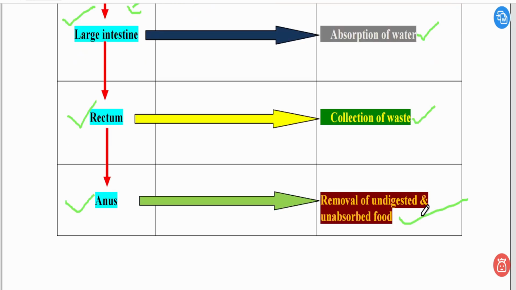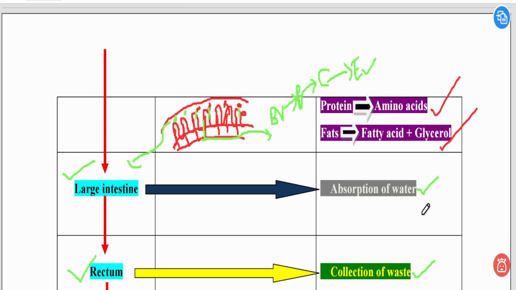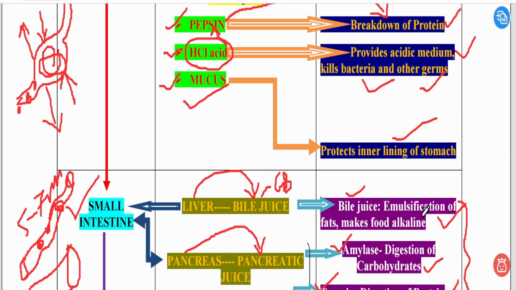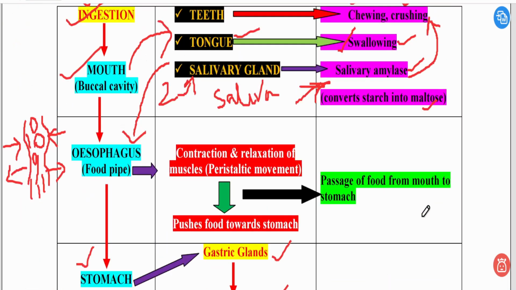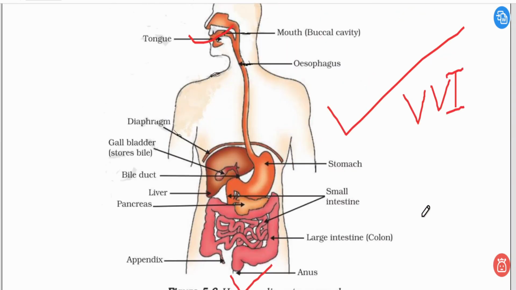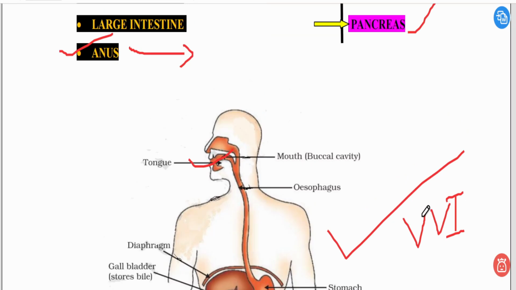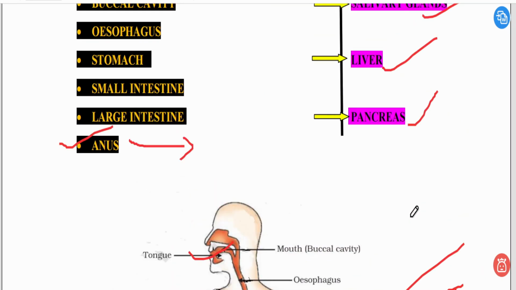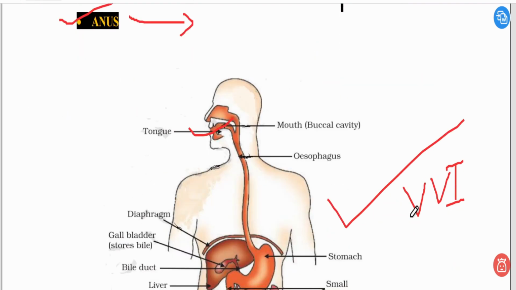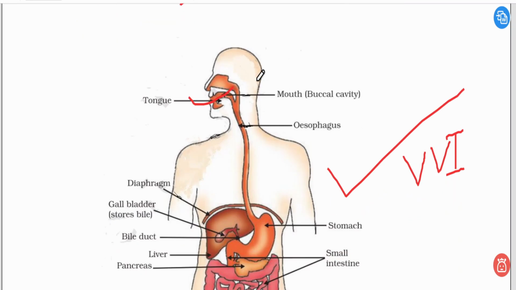Okay, so this is the complete digestion process in a human being. So I think every one of you has understood. This is a little bit harder part, but if you continuously go on studying, then it will be much easier. And yes, please do not forget to draw the diagram. This will help you.